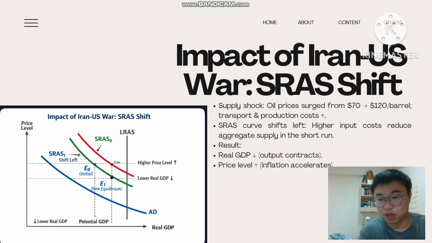Okay, for the impacts of the US-Iran war, we can see the short-run aggregate supply curve shift as the oil price surged from $70 to $120. The transportation and oil production costs increased, and the short-run aggregate supply curve shifts left as high input costs reduce aggregate supply in the short run. As a result, real GDP decreases and the price level increases.